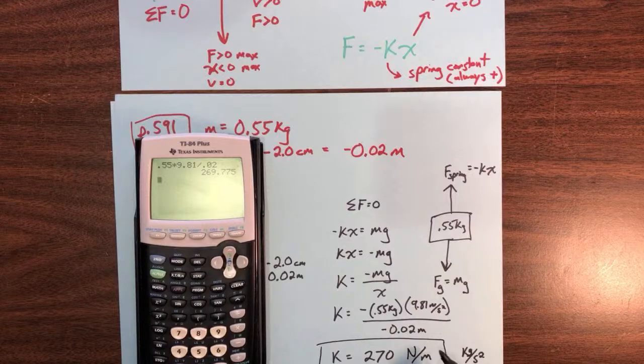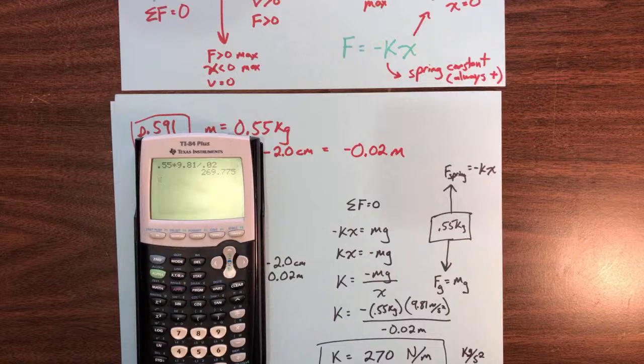Why? Because this makes sense of the idea of a spring constant. It's going to be a force per unit distance, all right? So it's how much force that spring is going to exert per distance that you're going to stretch it out. So that's the idea of why we leave it as newtons per meter.